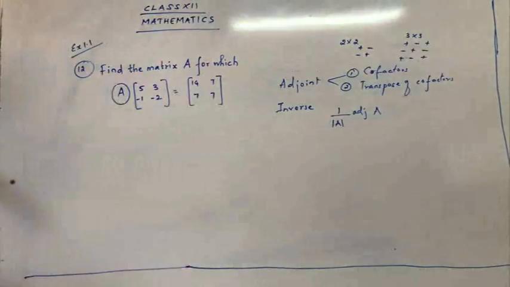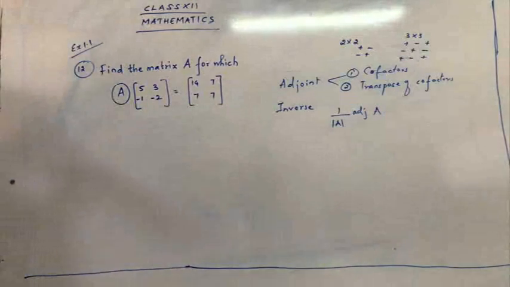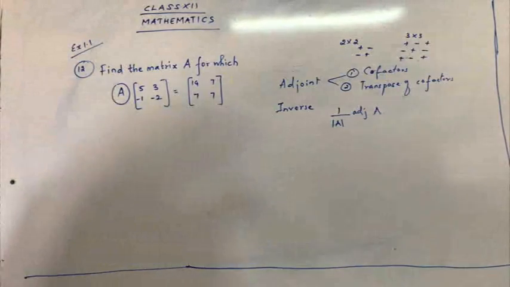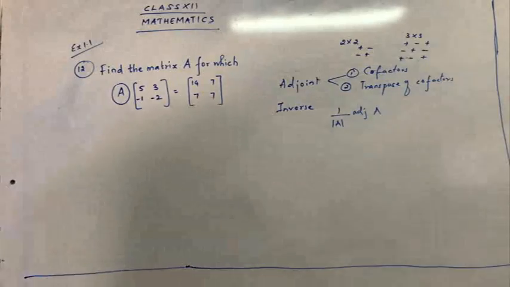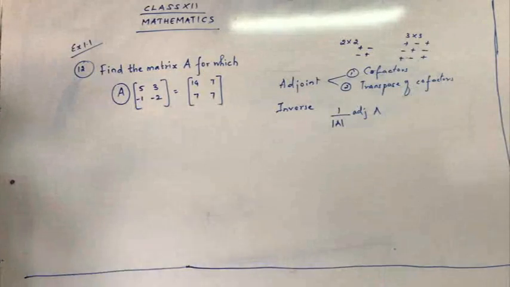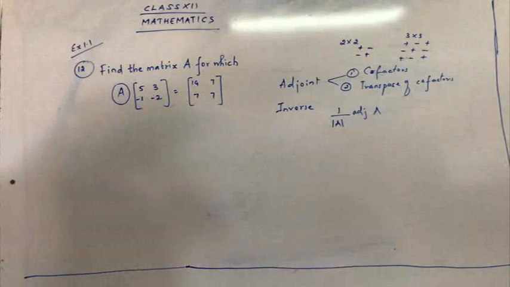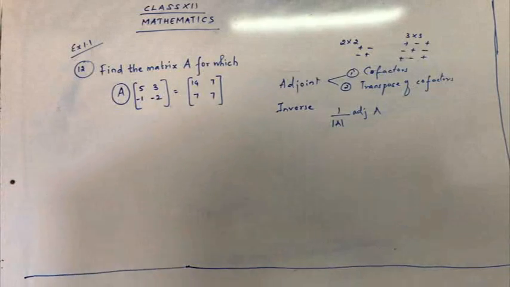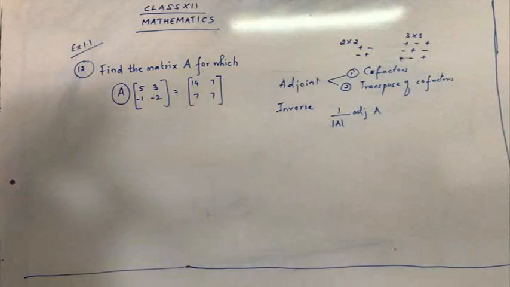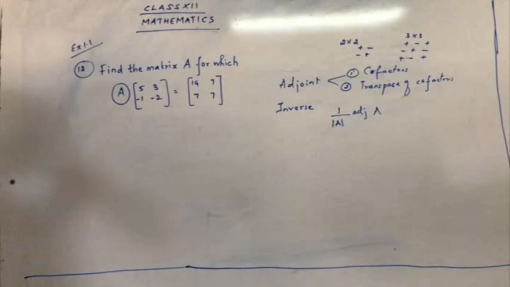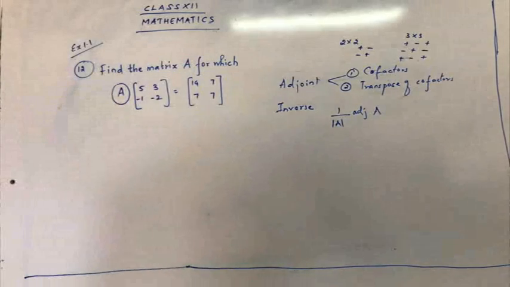So now we are going to start with the 12th sum. Take your classwork, write down today's date, write the question: find the matrix A for which A times 5, 3, minus 1, minus 2 is equal to 14, 7, 7, 7.